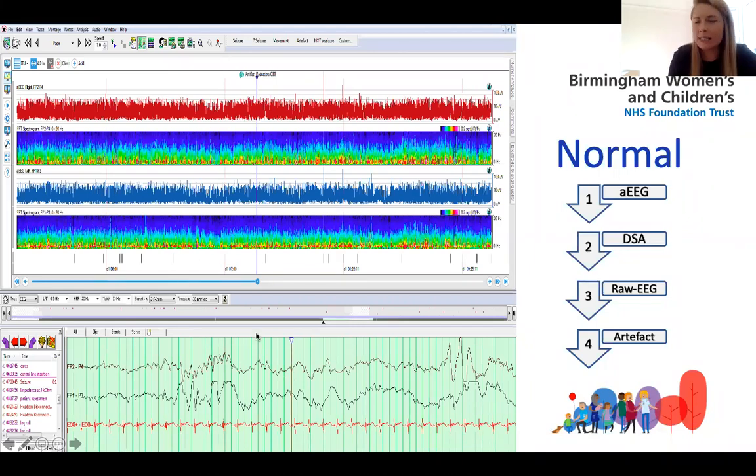And that is always the difficulty with these. Depending on how big the changes are and depending on how long the seizures are going on for, it may or may not influence your decision to treat.